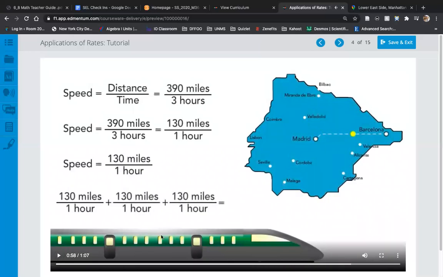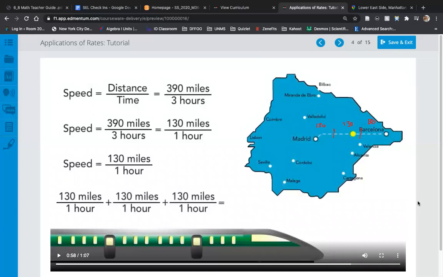Right, so at this point here, they're basically saying that this distance here is 390 miles. It took 3 hours to do it. So what that means is that each hour, let's say from here to here, that's 130 miles in 1 hour. The second hour, from say here to here, is another 130 miles. The last section, again, would take another hour, another 130 miles. So altogether, they traveled 390 miles in 3 hours, right?